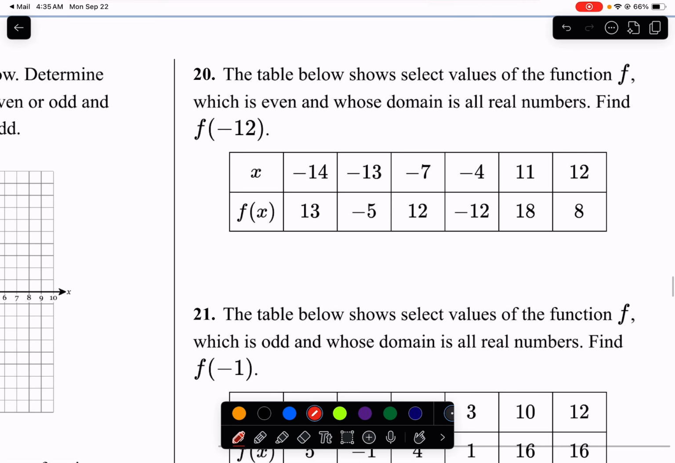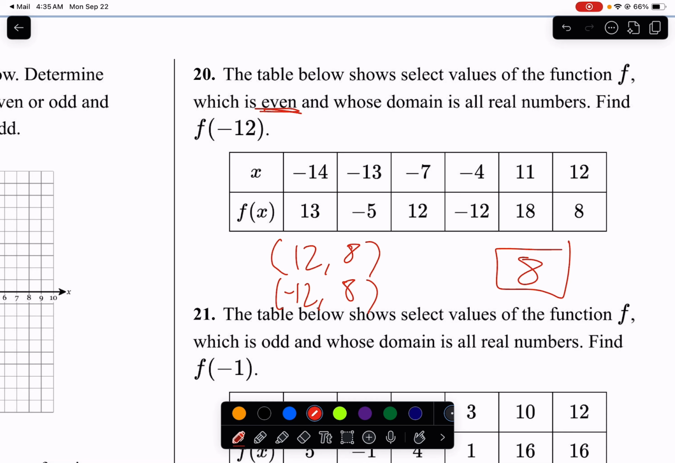Here for number 20, they tell us that it's even. So that means that 12 and negative 12 are going to have the exact same output, right? So if positive 12 has 8, negative 12 is going to have 8. So that would be my answer.